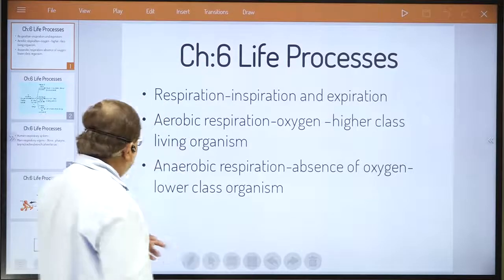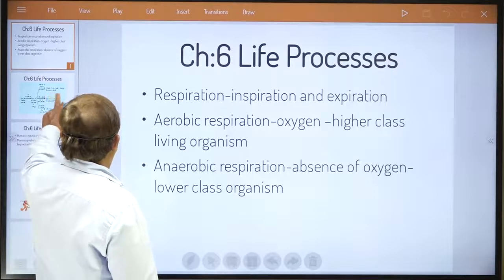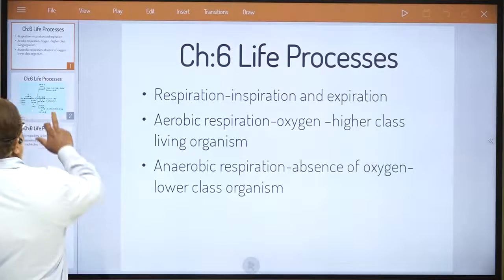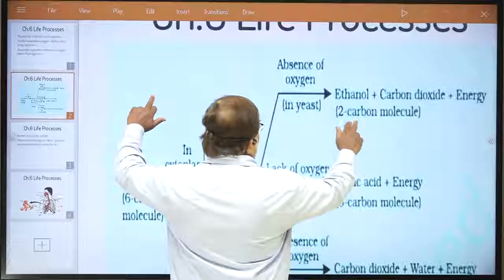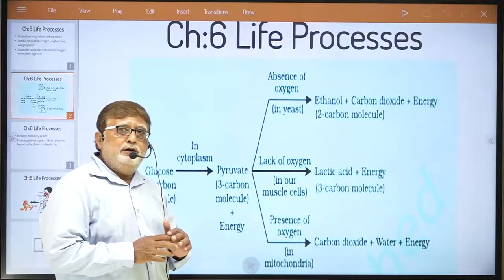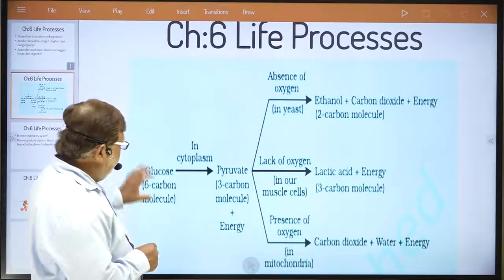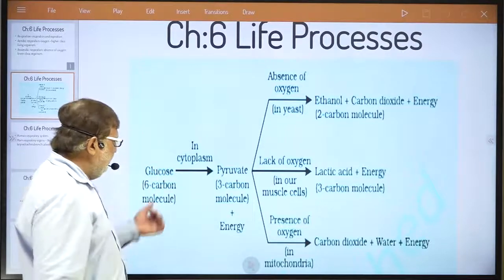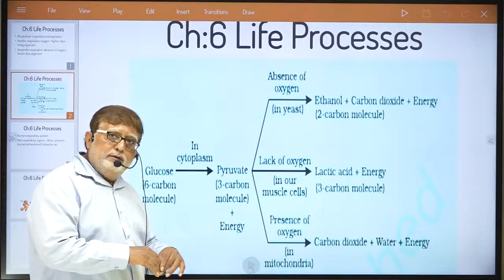Just take an example. What happens, dear student, in the process of respiration? First, let us try to understand it, okay? See, dear student, we all know one thing very well, that respiration takes place in every living organism. In our body, dear student, one thing is clear, that respiratory oxidation takes place on the glucose molecule, either in presence of oxygen or in absence of oxygen.